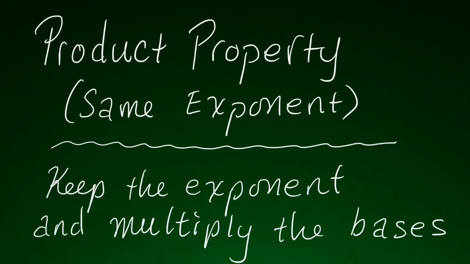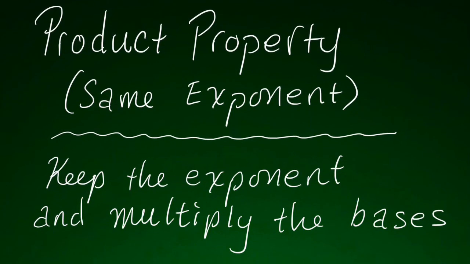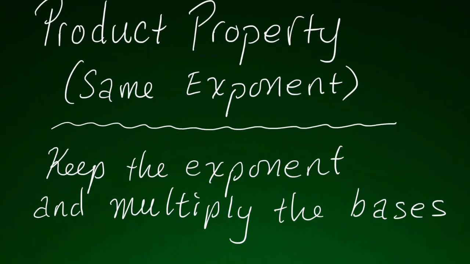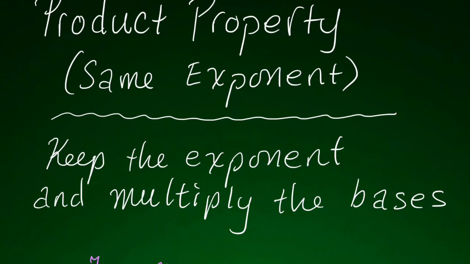So here we have an interesting problem. We didn't learn anything about a quotient property when the exponents are the same, but it does work the same as the product property, and you just divide the bases. So let's take a look here finally at how this property works.